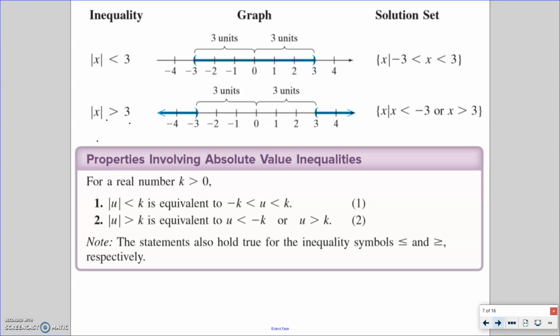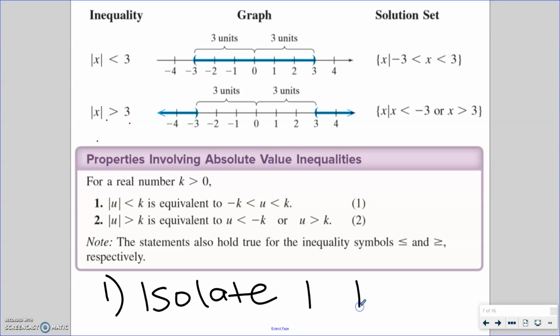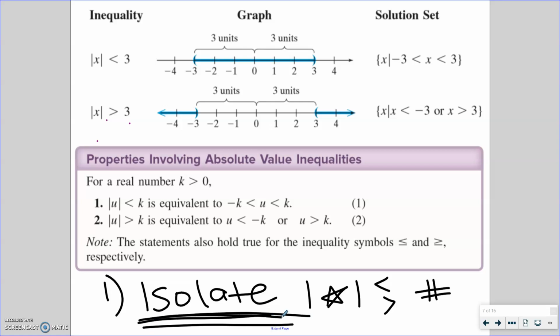And so here's just a refresher of the two main things. When you are deciding how to solve your absolute value inequality, your very first step, as always when solving anything, should be to isolate. And in this case, we're going to isolate the absolute value bars. So you get the absolute value of something is either less than or greater than, or less than or equal to or greater than or equal to, some number. So the first thing you should always do is isolate.